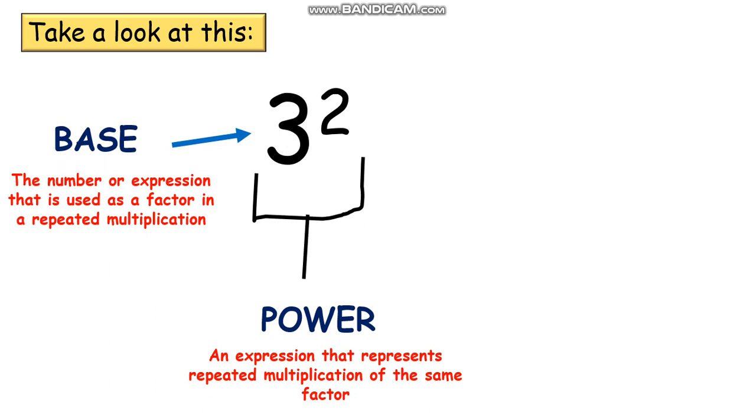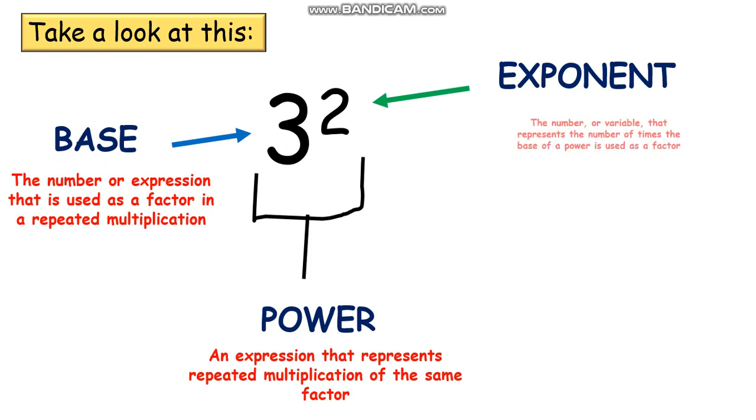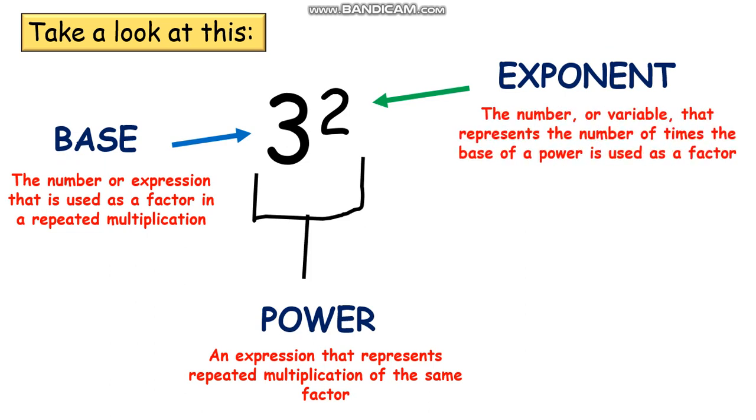I will explain what I mean by repeated multiplication soon. The second part of a power is called the exponent. The exponent is the number or variable that represents the number of times the base of a power is used as a factor. So in this case, the exponent is 2.